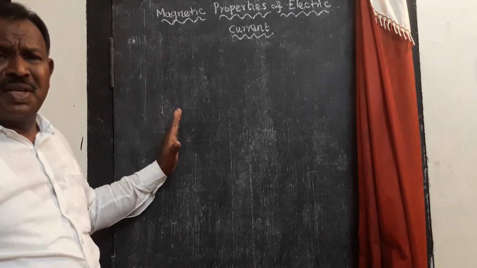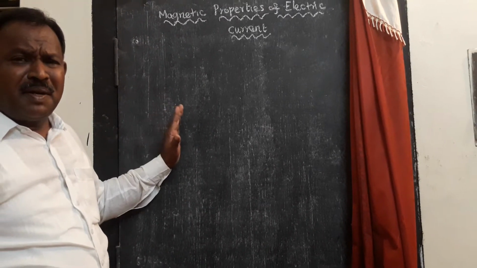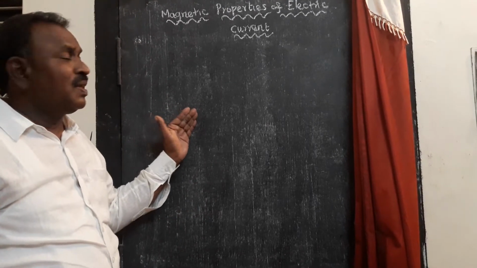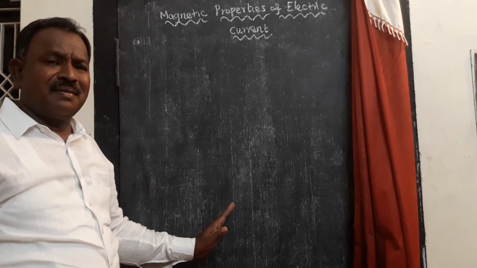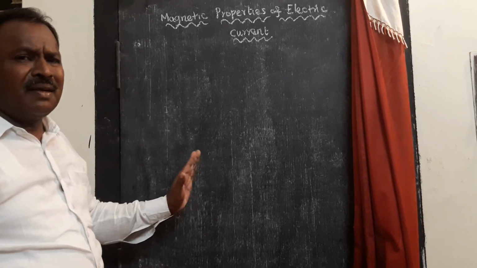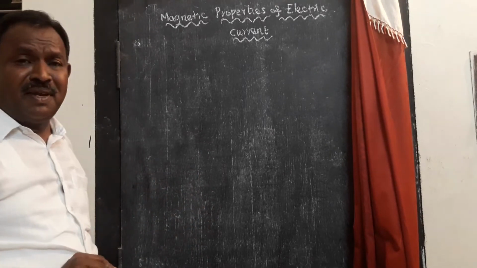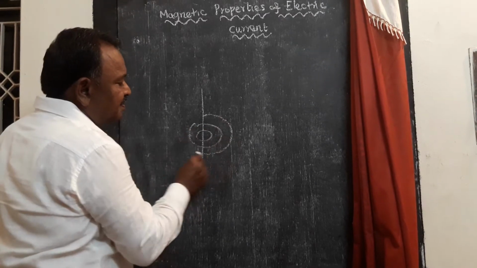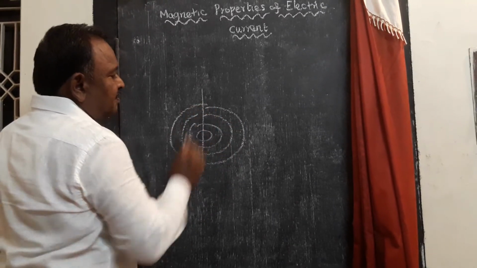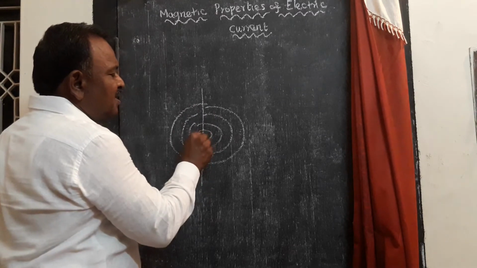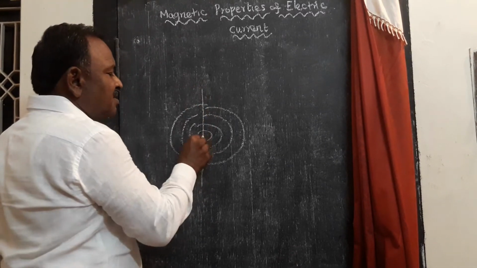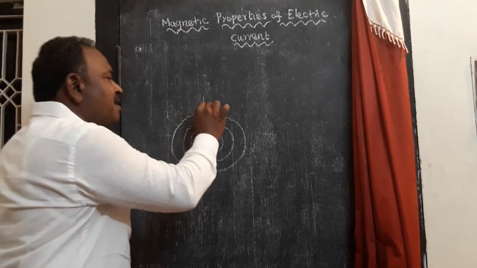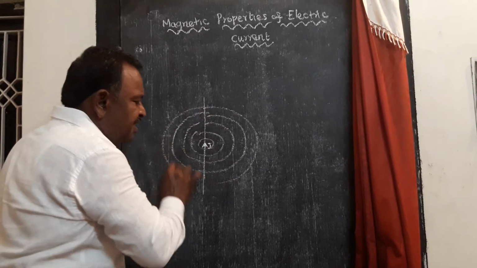Now we are going to see how to map the magnetic field due to a current loop. Last session we have seen a linear conductor. In that linear conductor we have mapped the magnetic field and we have seen that the field lines are concentric circles, with the conductor passing through the center of the concentric circles. So current is flowing. These are the magnetic field lines due to a straight conductor.